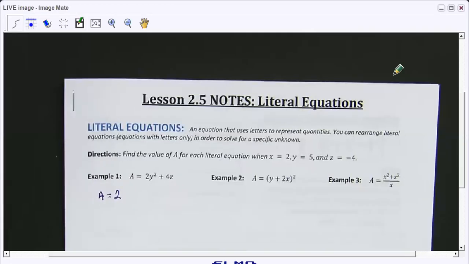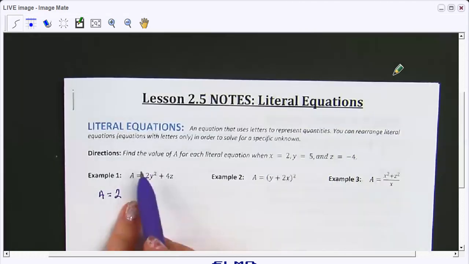Okay, so literal equations, lesson 2.5, it's basically an equation using letters, substituting in values sometimes, rearranging those letters all around, and sometimes without numbers. And so it gets a little bit confusing. So we're gonna start out with a formula that's given, we're gonna plug in some numbers, and then we'll get to equations that only have letters.